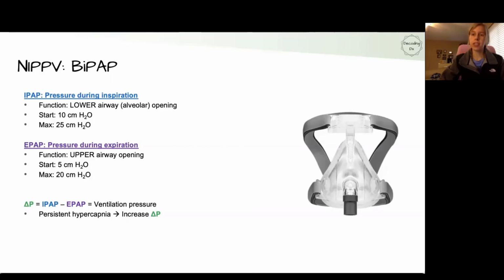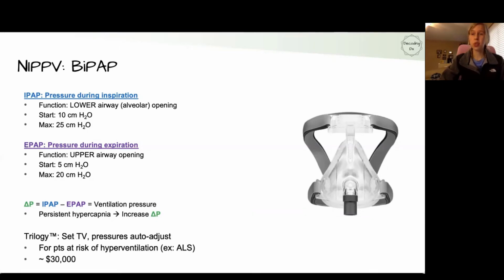If you have a patient, for example, in the ICU that has persistent hypercapnia, you need to increase their delta P. If you were to increase the IPAP and the EPAP by the same amount, you're not really going to help them get rid of their extra CO2. You need to do some combination in order to increase the delta P to increase their effective ventilation.